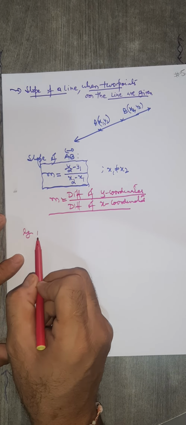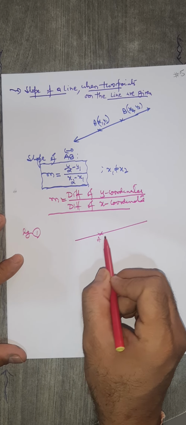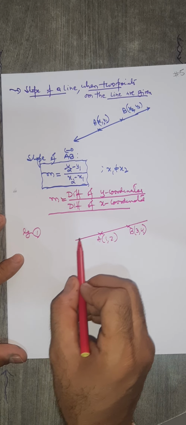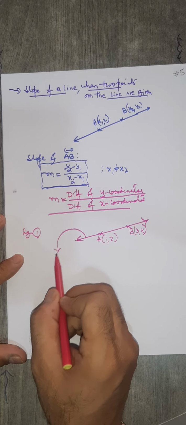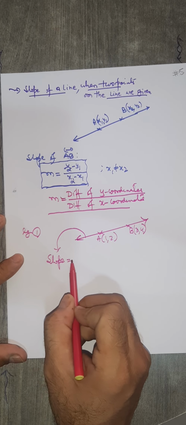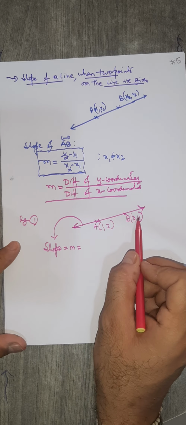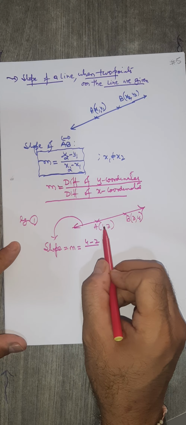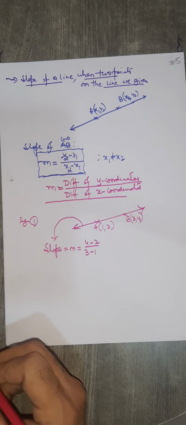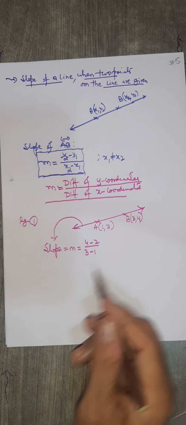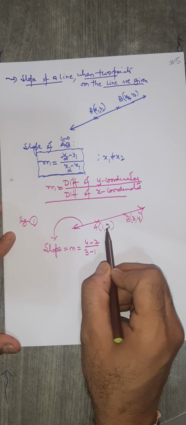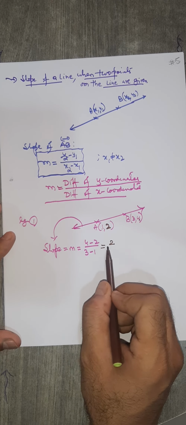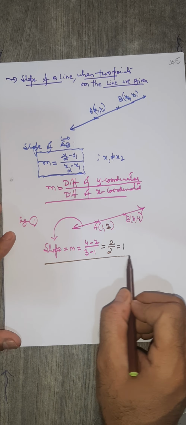For example, here we are given 2 points. Let's take 1, 2 here. The other one is 3, 4. So what's the slope of this line? Here the slope, small m, equals y2 minus y1, that is 4 minus 2, upon 3 minus 1. I repeat what I did: y2 minus y1 upon x2 minus x1. So 4 minus 2 is 2, and this is again 2. So this is 1. So the slope of the line equals 1 here.